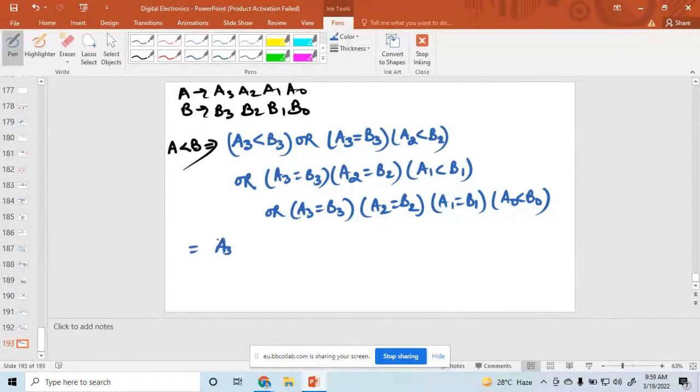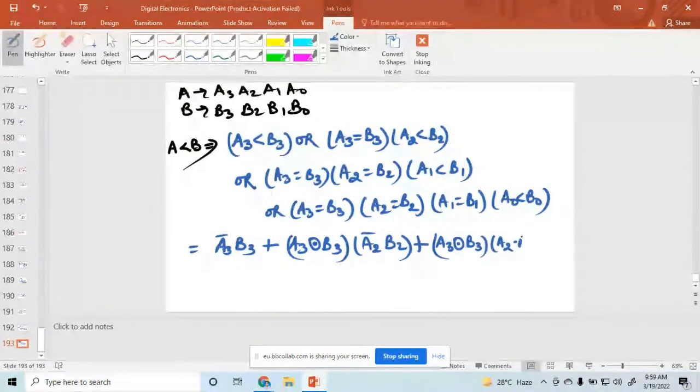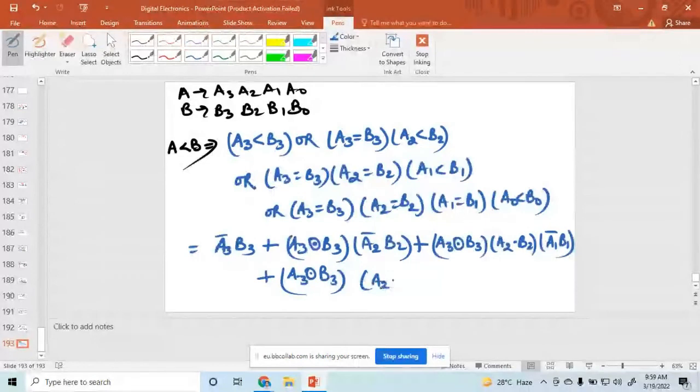A3 bar B3 plus A3 XNOR B3 into A2 bar B2 plus A3 XNOR B3 into A2 XNOR B2 into A1 bar B1 plus A3 XNOR B3, A2 XNOR B2, A1 XNOR B1 and A0 bar B0. So this is the logical expression for A less than B.